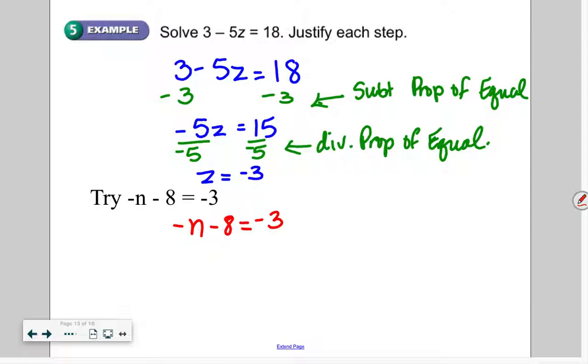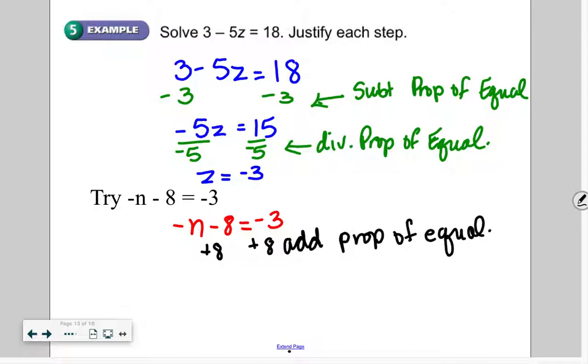Last one. Nope, we have 2 left, don't we? Okay, what are we going to do here? Add 8. So if we're adding 8, that is the addition property of equality. So what's left behind? Negative m equals negative 3 plus 8.